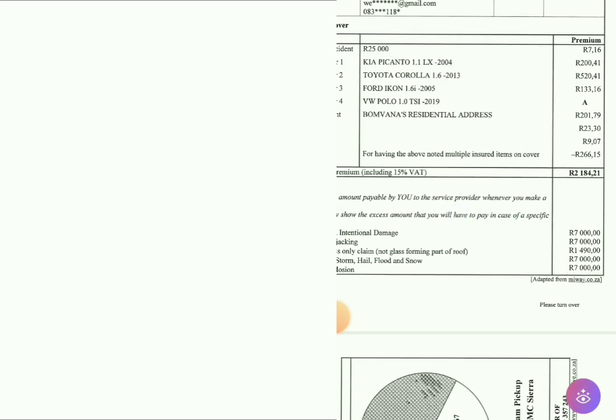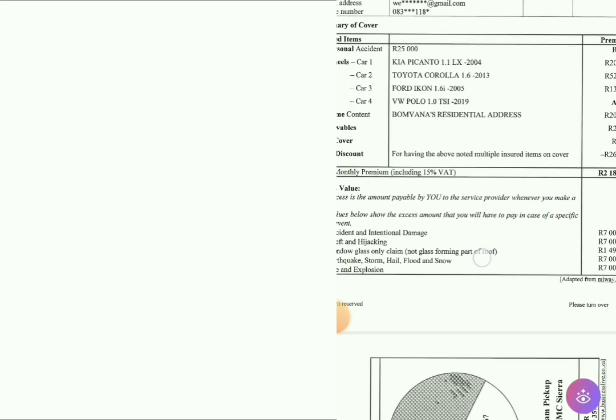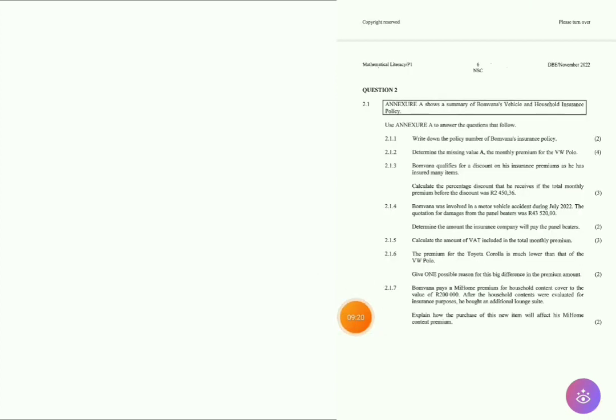We are going to another question now. So guys, let's go to another question. 2.1.4. Bomvana was involved in a motor vehicle accident during July 2022. The quotation for damages from the panel beaters was 43,520. Determine the amount the insurance company will pay the panel beaters. Let's check the annexure, guys.